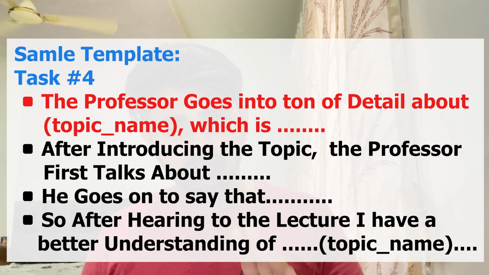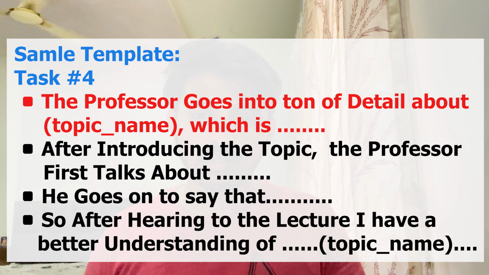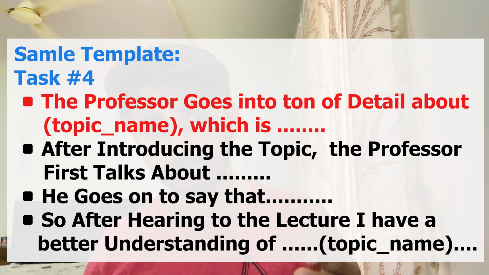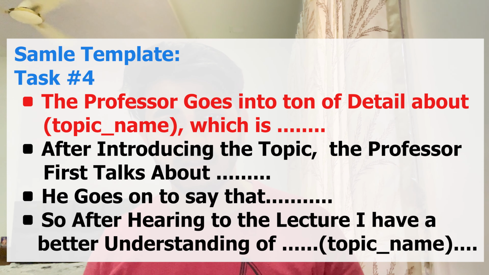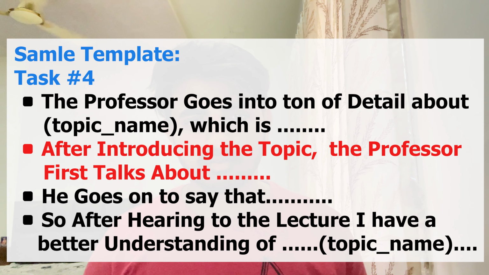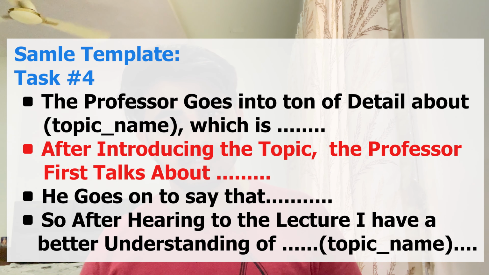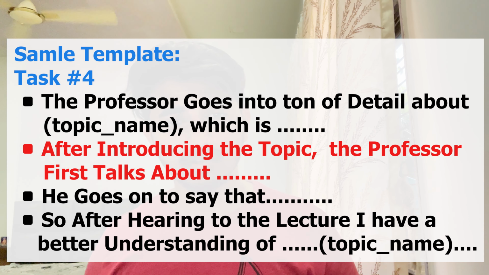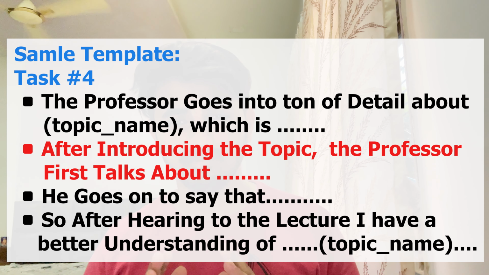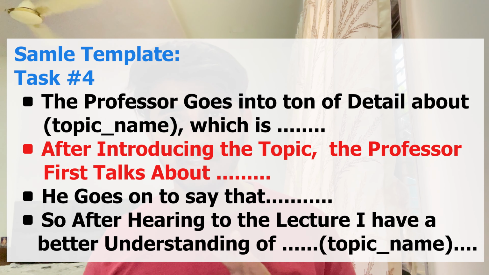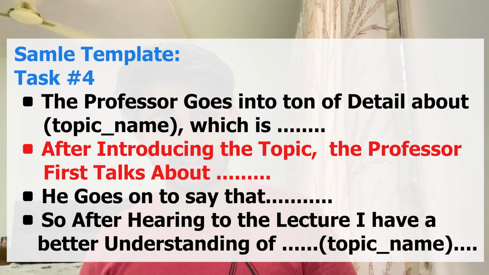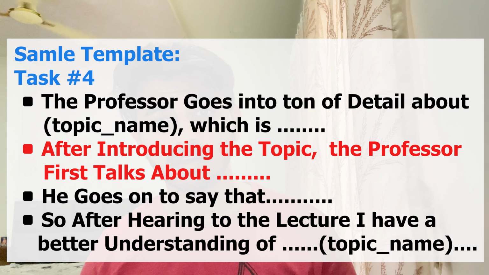Start with the introduction of the topic by saying the professor goes into a ton of detail. State the topic, then add which is, and then explain the topic. After the introduction, continue with the body of the answer by saying, after introducing the topic, the professor first talks about, same as last question, describe the details with examples if they are available. It's not necessary that the professor will give examples to explain the details in this type of lectures.